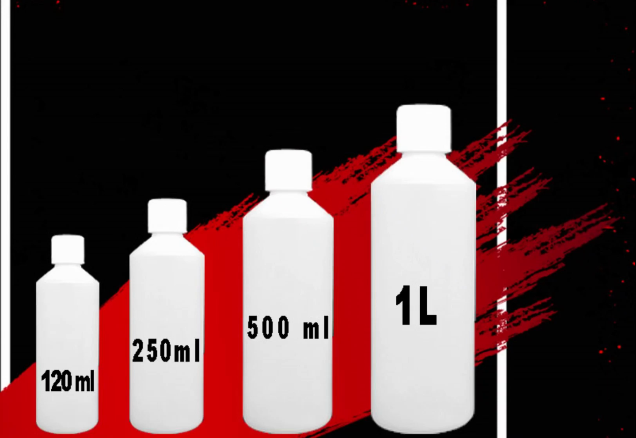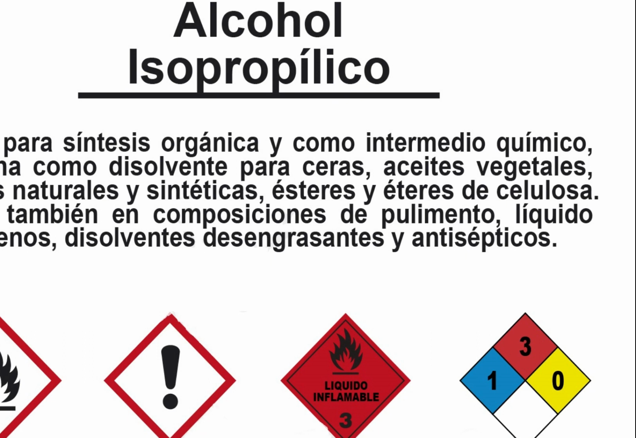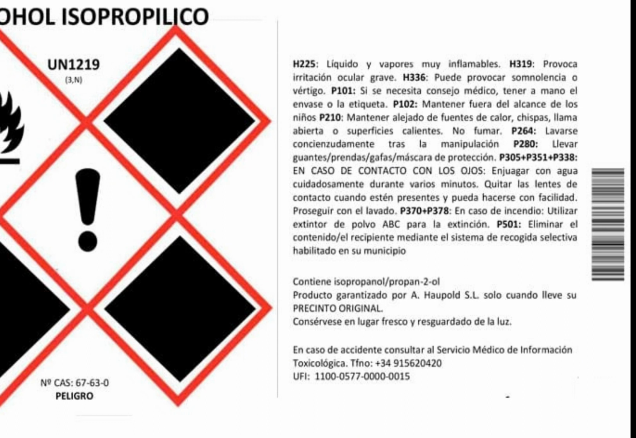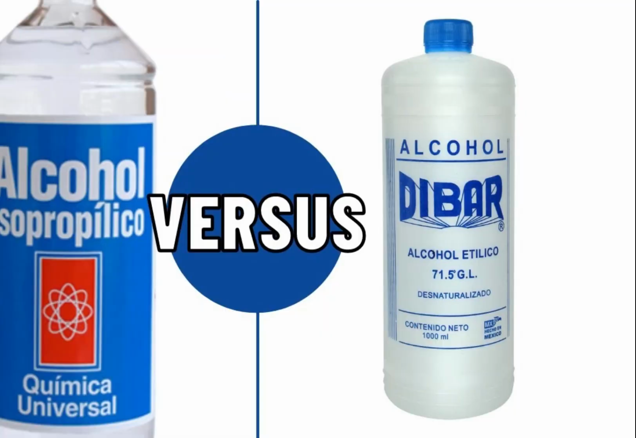Hello everyone, in today's video we are going to talk about a very interesting chemical product, isopropyl alcohol, also known as isopropanol. This compound has a wide range of uses, from cleaning to disinfection and even industrial applications. However, it's essential to use it with caution due to its flammable nature. In this video from How To, we'll explain what isopropyl alcohol is, what it is used for, and how to use it correctly to get the most out of its application, so join us until the end.